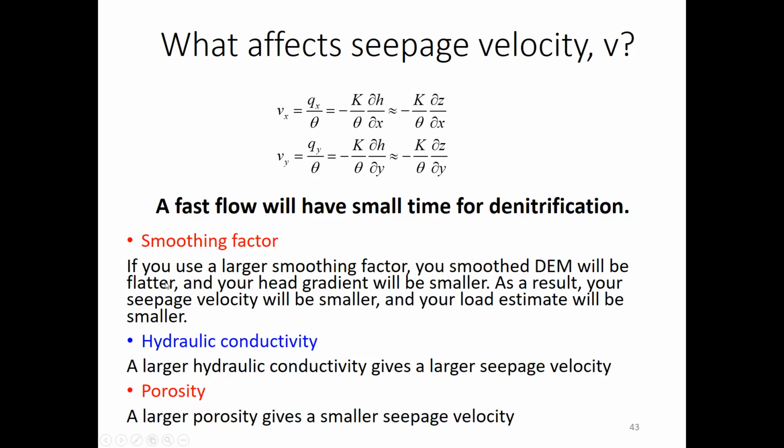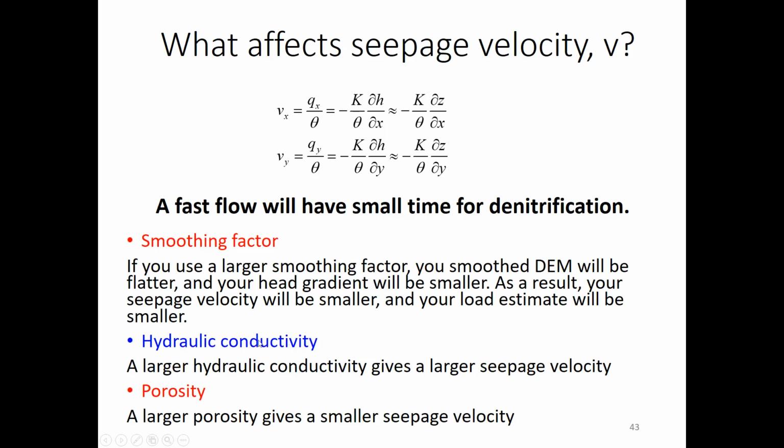And if your smooth DEM is flatter, that means your head gradient right here would be smaller. That means your velocity will be smaller. If your velocity is smaller, there's more time for denitrification, so you will have a smaller load, right? That essentially means the larger the smoothing factor, the smaller the load, because you can imagine it's going to take forever for your nitrate to travel from the septic tank to the surface water, and then there will definitely be a very small load, right?